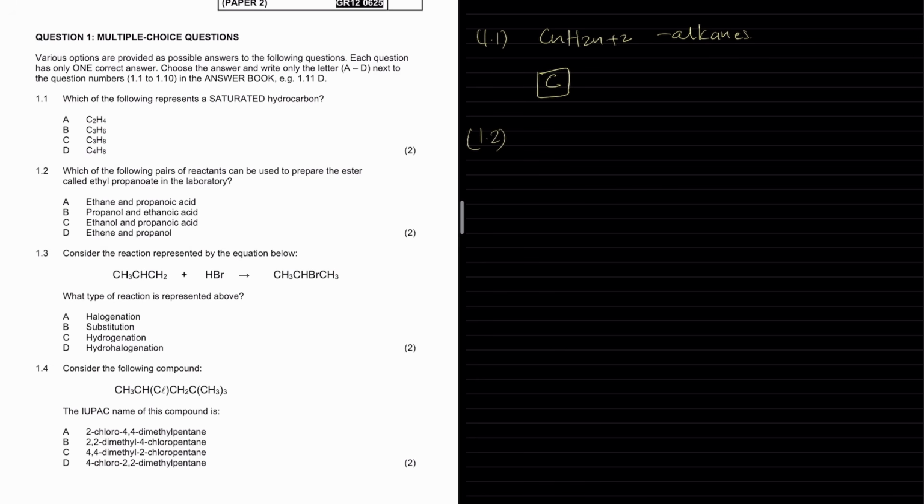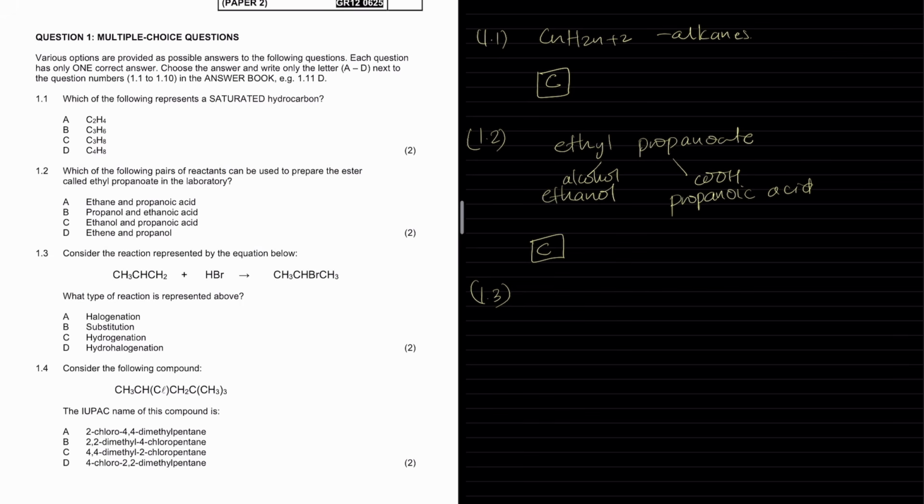Question 1.2. Which of the following pairs of reactants can be used to prepare the ester called ethyl propanoate? So if I look at the name ethyl propanoate, the first part comes from the alcohol. So the alcohol is going to be ethanol. And the second part is from the carboxylic acid, and the carboxylic acid is going to be propanoic acid. And so that option is C.